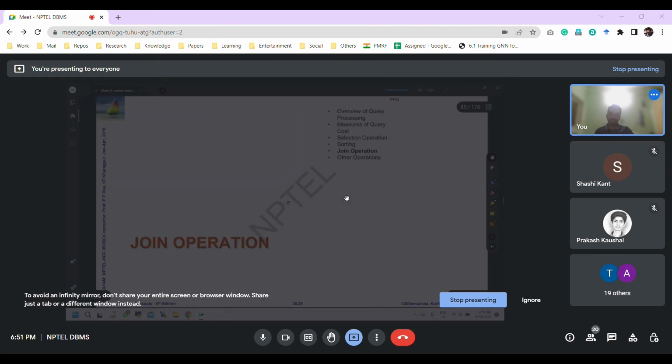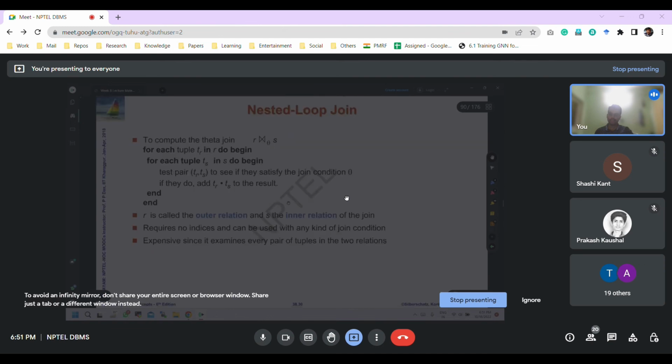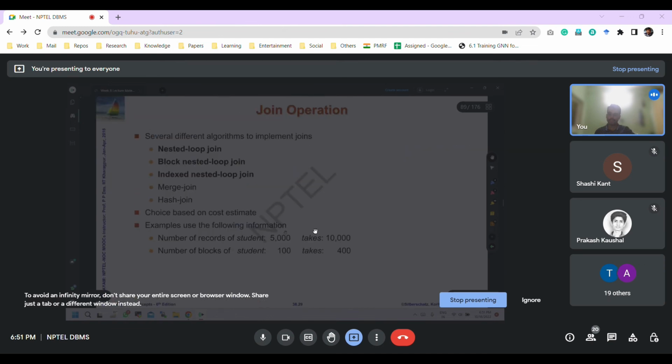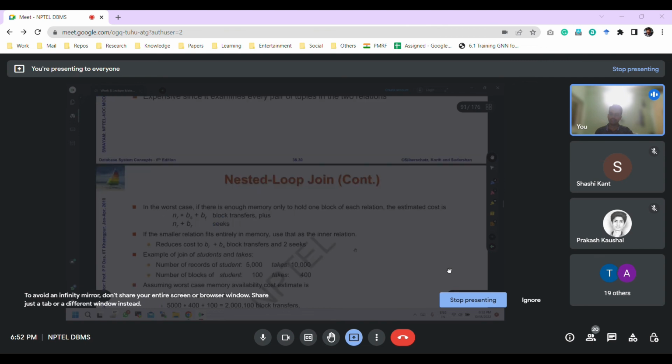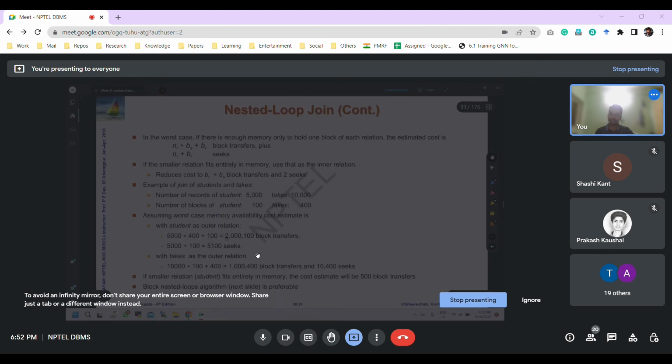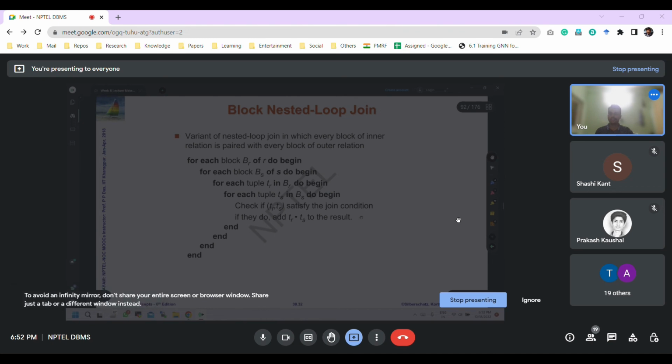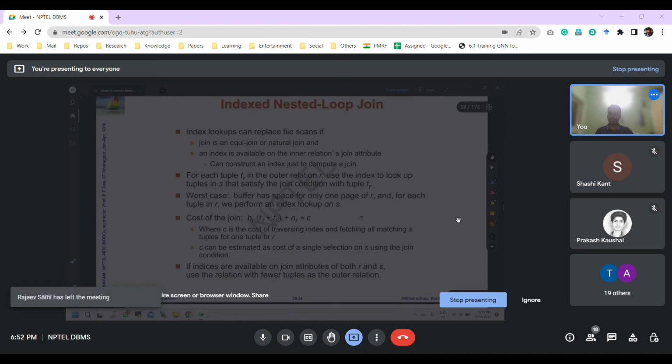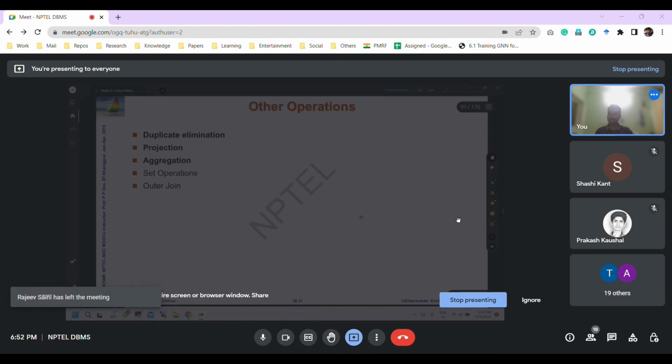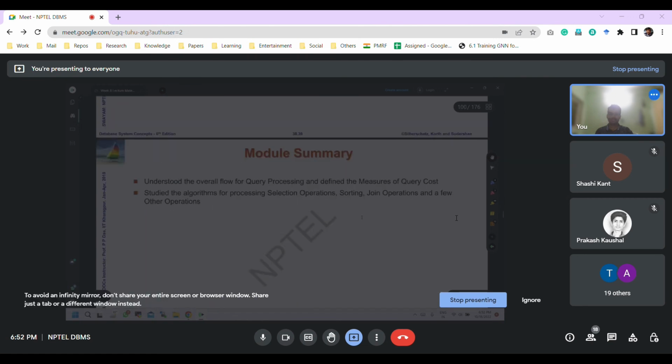Then there is the question like we have done for the student and takes relations. Same thing they have done. Just see, there are the number of seeks and the number of block transfers. If there are different kinds of relations, you can see this. Okay, there is block nested loop. Then there are different operations you can see.